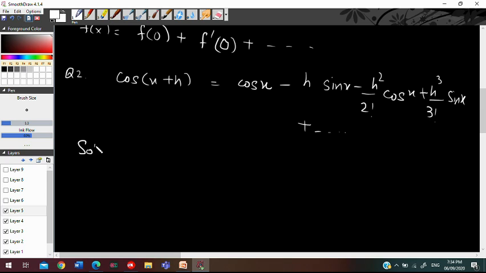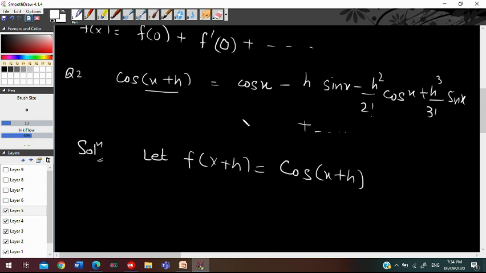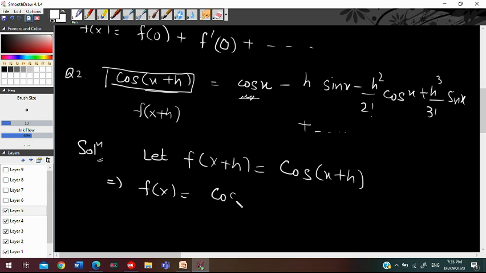Okay, now we start the solution. Let f of x plus h, here we have x plus h, that's why I have written f of x plus h, is equal to cos of x plus h. Here this is our f of x. So here we have the increment, that's why f of x plus h is equal to cos of x plus h. Now if I write f of x, it should be cos of x.